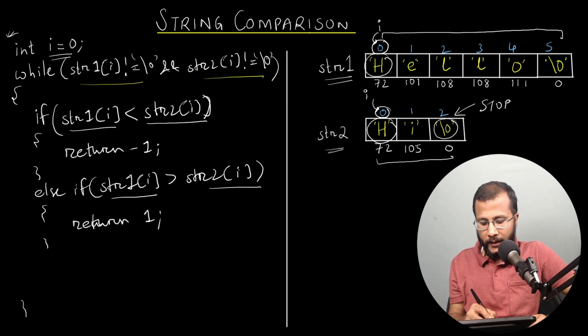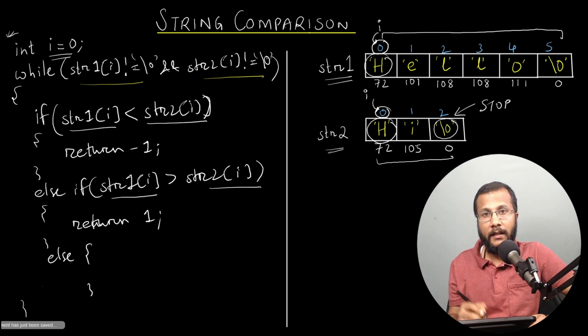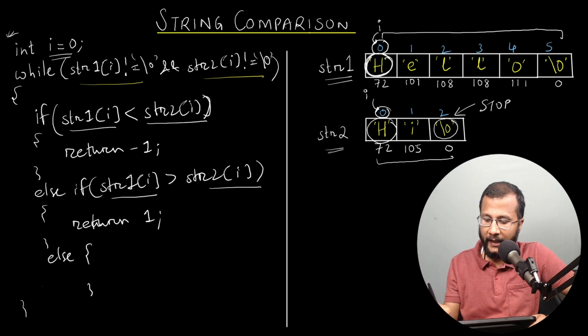Else, you'll come to the else part if both the characters are the same, if the characters have the same ASCII code. Like in this example, both the characters are the same, h and h. So in this case, you'll just increment the value of I, because in the next iteration you'll have to go to the next index I, which is 1 in this case.